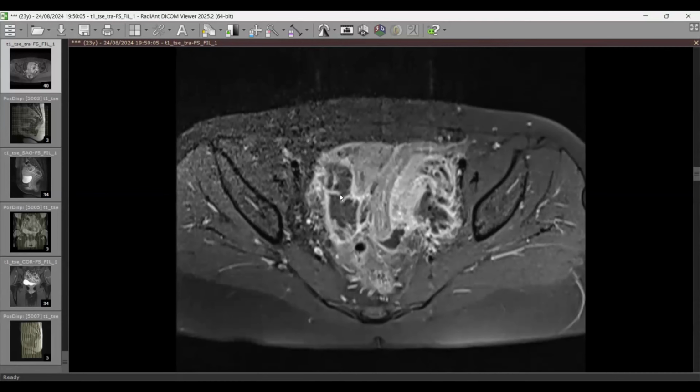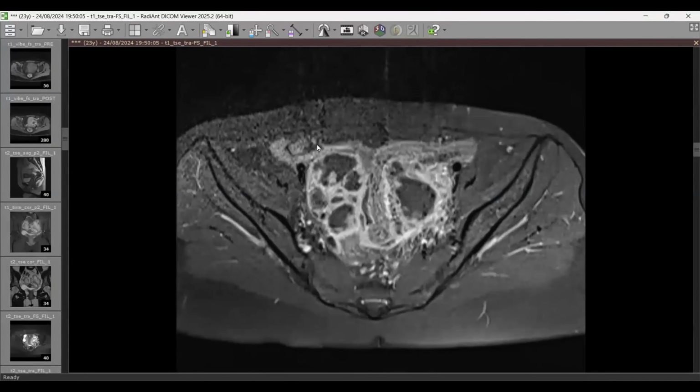Okay, so as I can see incomplete septa, these may represent tuberovarian abscesses. If the patient has any history of inflammatory disease, any other sequence that will help you rule that out? Fat suppressed or diffusion weighted. This is fat suppressed T1 post contrast. Yes, you need diffusion weighted sequences.